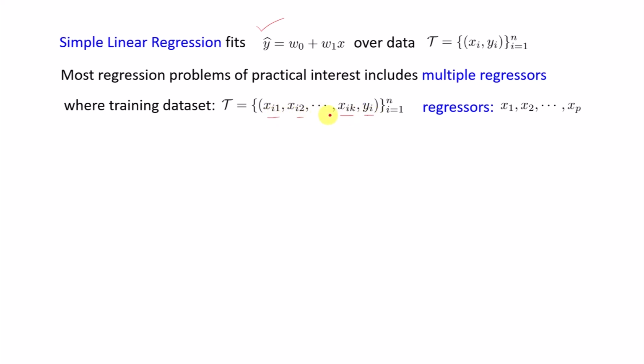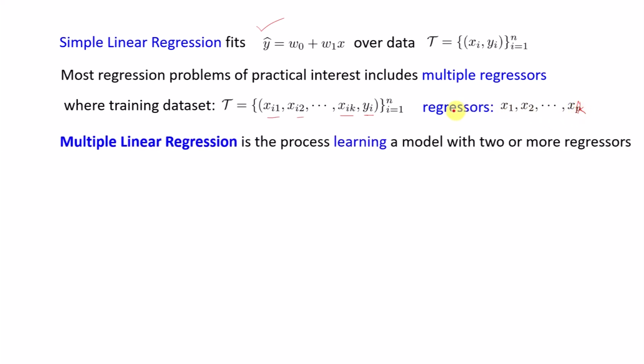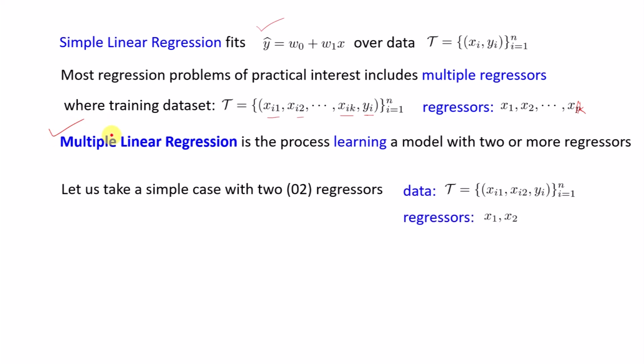That means x1, x2 up to xk are my regressors, they are the independent variables, and y is my dependent variable or the response. So at every experiment, I have this k number of independent variables that I can control, and I can measure the corresponding y. y is still one number, but x has many numbers now. So now we have our regressors, k number of regressors from x1 to xk.